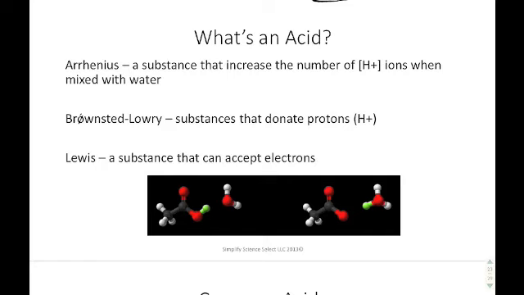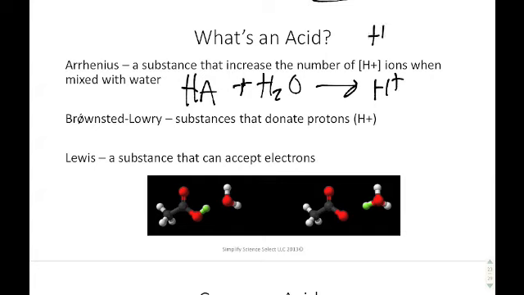So you would take a substance generally called HA, and you would put it in water, and when you put it in water, it would produce H plus. Sometimes this is called H3O plus. They're the same thing. Then it would produce something else as well. But an Arrhenius acid is one that has to increase the amount of hydronium ions.